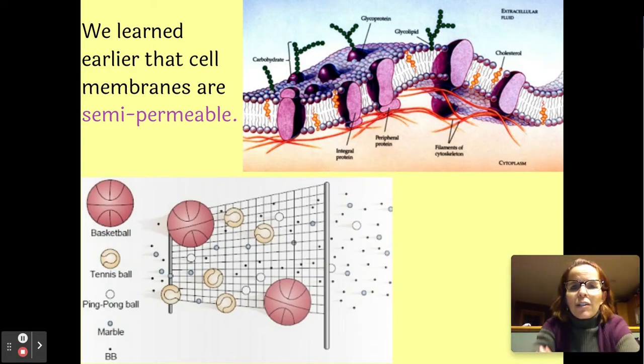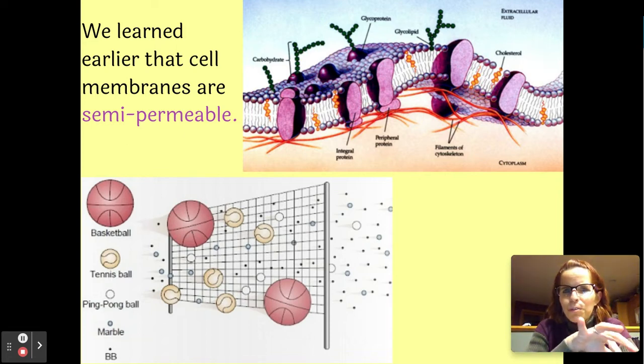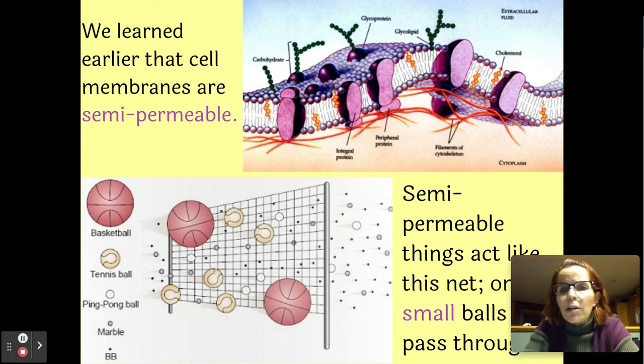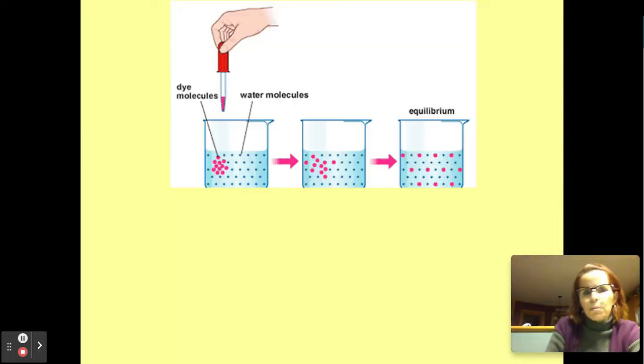So first of all, we learned earlier that cell membranes are semi-permeable. And I just want to review really quickly what semi-permeable means. Semi-permeable means that small things can pass through the cell membrane. So if you take a look at that volleyball net, you can see that the basketballs and the tennis balls, they can't pass through, too big. But little things like marbles and BBs and golf or ping pong balls, those can pass through easily. So that's what semi-permeable means.